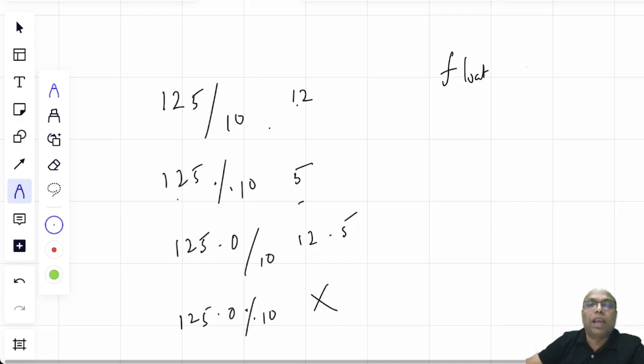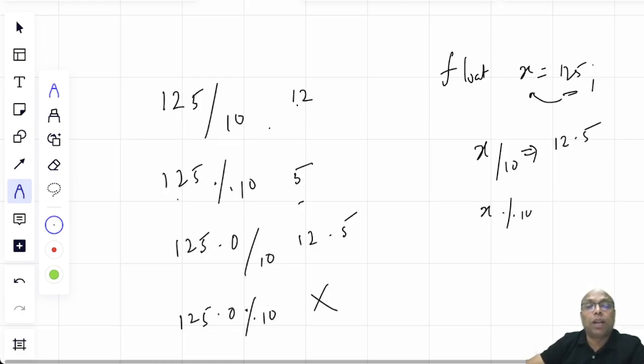Float x is equal to 125. In this case, the 125 will be stored as a float. How is it stored? It is stored in mantissa and exponent form. Therefore, now if I say x by 10, I am going to get 12.5. x mod 10, I am going to get an error here.